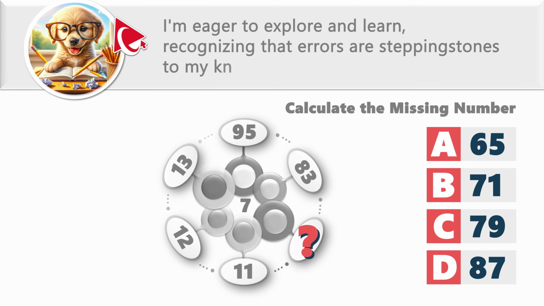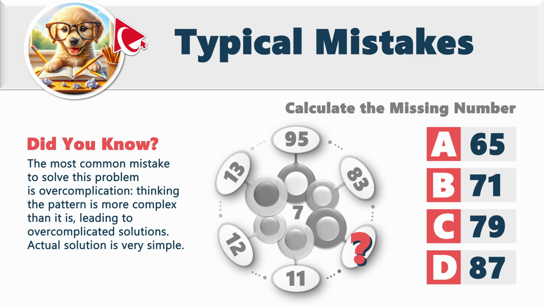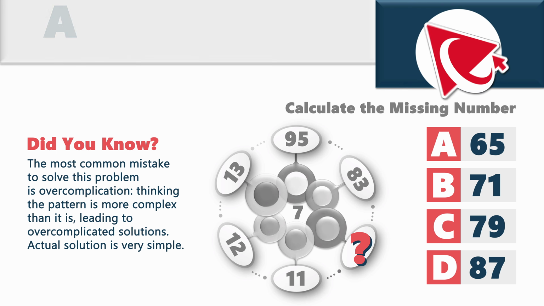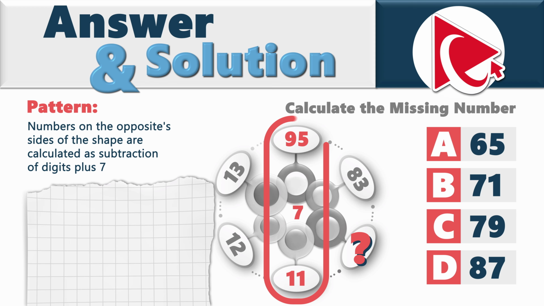In fact, the best attitude is to try to stay eager to explore and learn, recognizing that errors are stepping stones to your knowledge. Speaking about the errors, the most common mistake to solve this particular question is overcomplication, thinking that the pattern is more complex than it actually is, leading to overcomplicating the solutions. Actual solution is real simple. The numbers on the opposite sides of the shape are calculated as subtraction of digits plus 7. Let's look at the example.